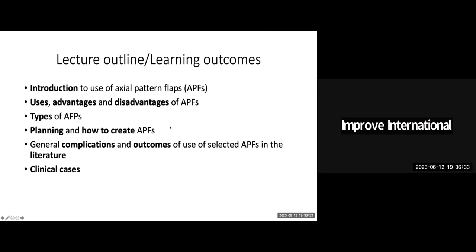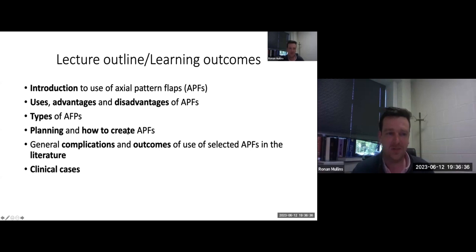Perfect, thank you. Okay, so over the course of the next 45 minutes, I hope to try to do this within 45 to 50 minutes. These are the learning outcomes. So at the end of this lecture, you should have an understanding of what axial pattern flaps are that we use in dogs and cats. How do we use them? What are the advantages of them in comparison, for example, to subdermal plexus flaps, which would be another type of flap that we can use, or skin grafting, things like that? Are there disadvantages of the use of these flaps? The different types of axial pattern flaps.